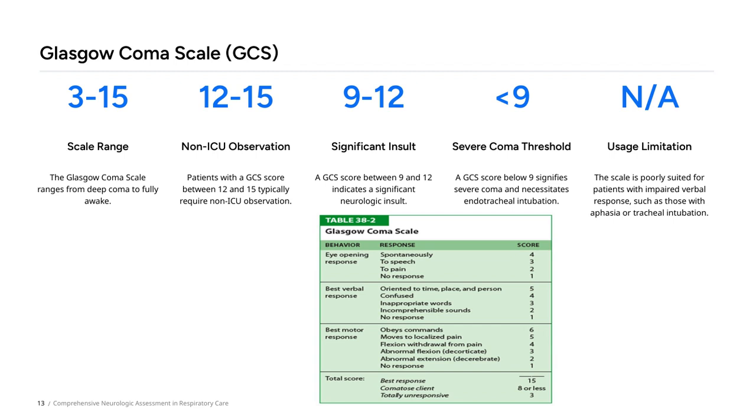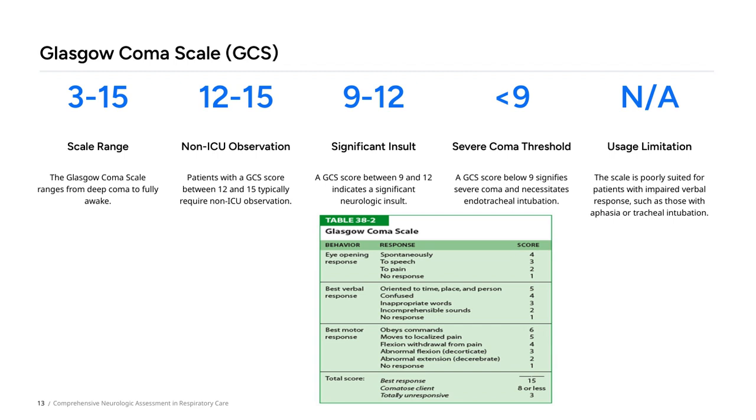Moving on, a score between 9 and 12 signifies a significant neurologic insult. This range suggests that the patient has experienced a notable brain injury, but might not yet be in a deep coma. It's a critical range that calls for close monitoring and assessment.